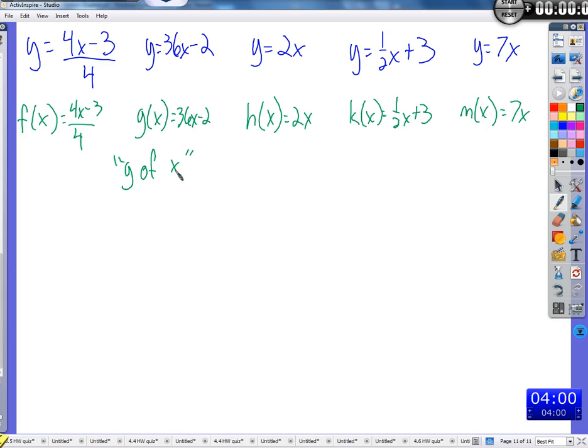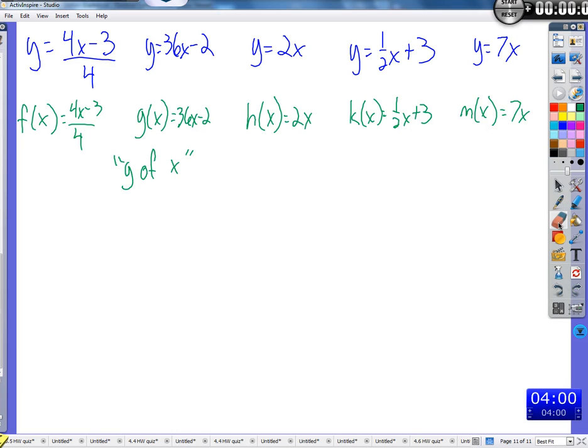Is nothing important? Yes, it gives them specific names. So function notation gives functions names where they didn't have names before. They were just all y equals, y equals, y equals, y equals. All the brown hair. They're all brown hair. All right, so names. That's the first important thing.